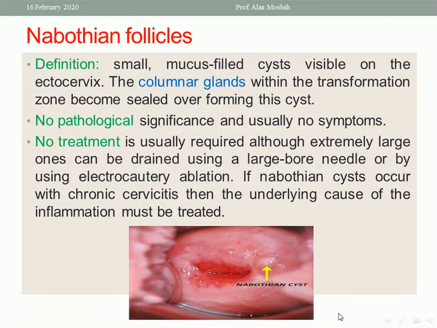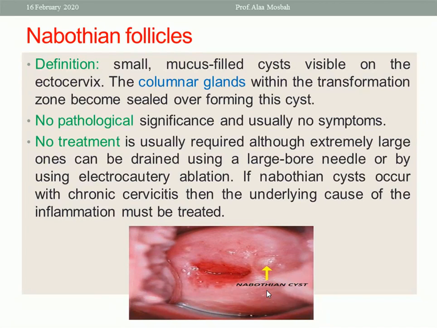What about Nabothian follicles? It is a small mucus-filled cyst visible on this ectocervix. In this picture, this is a Nabothian cyst containing mucus, which is whitish or yellowish in color. The columnar glands within the transformation zone become sealed over, forming this cyst. No pathological significance, and usually it is asymptomatic.